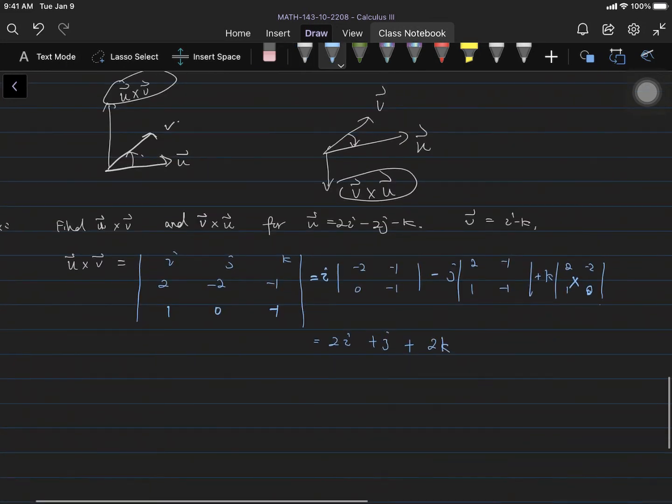So here is the solution for U cross V. And for V cross U, we know they are in opposite directions, so you just make all the components negative. So negative 2i minus j minus 2k. So that is v cross u. Okay, we can stop here, and next class we are going to do the applications, the real meaning of the cross product, and how to use it to solve other problems.